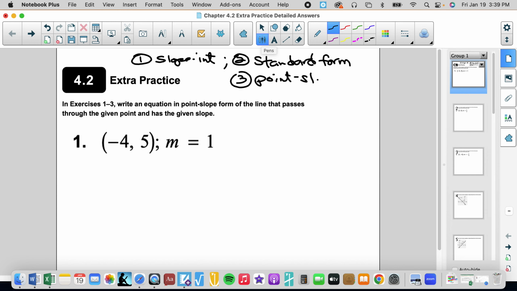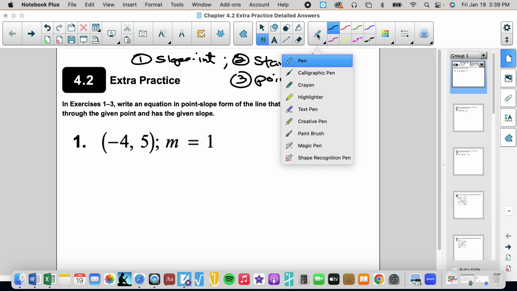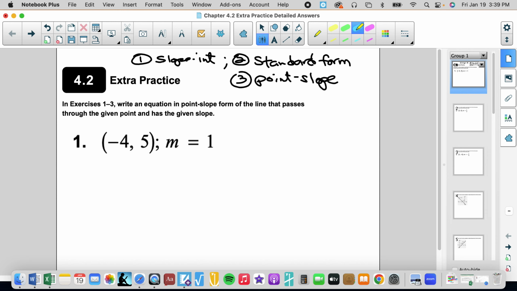So in this section, 4.2, we're going to deal with point slope form. As you can only assume, point slope form deals with a point and a slope. And as we see in the exercise, the information provided, we have a point and we have the slope.